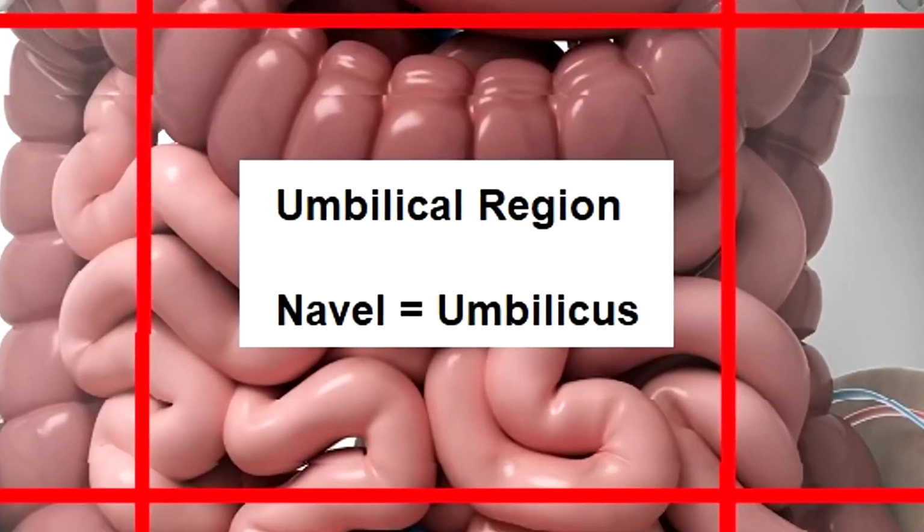Next, we have the umbilical region, and this is really easy to remember because this contains your navel, which is also called the umbilicus. And again, when you think about the 4 quadrants, the navel is the point where those 2 planes intersect. Well, in the 9 abdominal regions, the navel is going to be located within that center region, so that will help you remember the umbilical region.